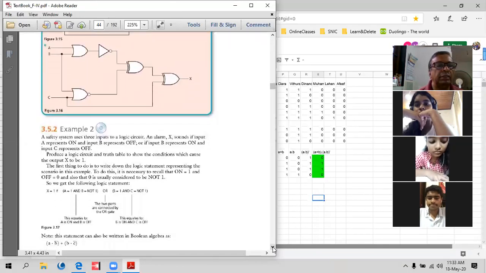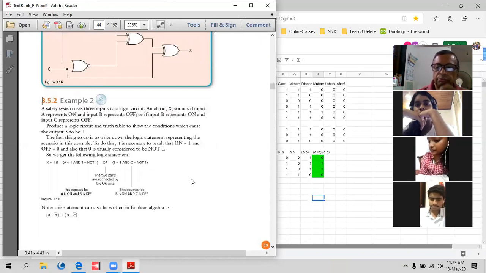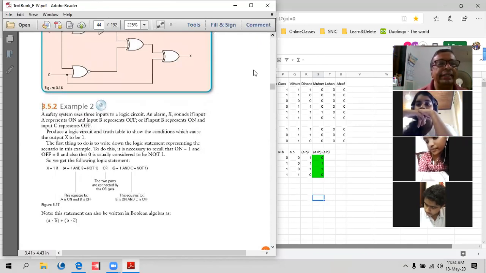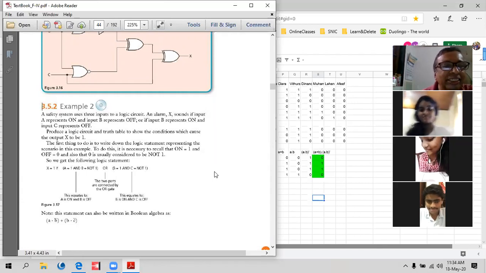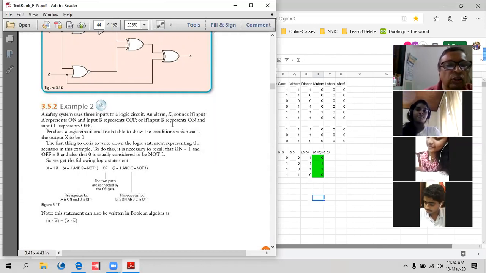So here we come to today's one, 3.5.2, example 2. A safety system uses three inputs to a logic circuit. An alarm, which is X, sounds if input A represents on and input B represents off, or if input B represents on and input C represents off. It's like Greek, no? More than logic, it sounds Greek if you don't concentrate well. So let's read it again and see. And also we'll try to produce a logic circuit and truth table to show the conditions which cause the output X to be 1. So I'll read again.